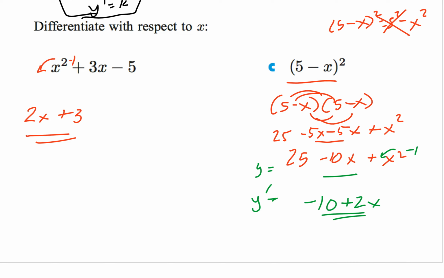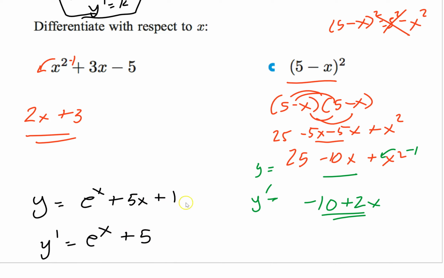Again, I forgot to add an e to the x. I'm just going to add some e to the x problems randomly, because, you know, math's fun. Let's do this one, e to the x plus 5x plus 1. If I want to derive this, derivative of e to the x is just e to the x. Derivative of that, just 5, and derivative of that, it's constant, so it goes away. That's how I take the derivative.